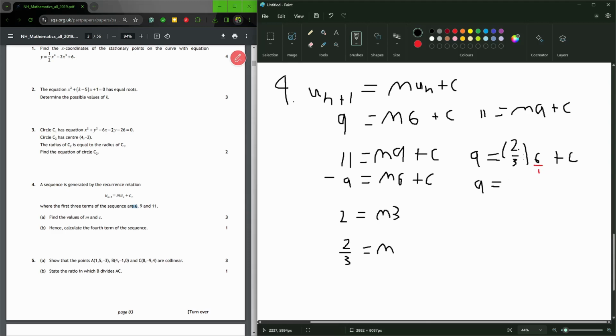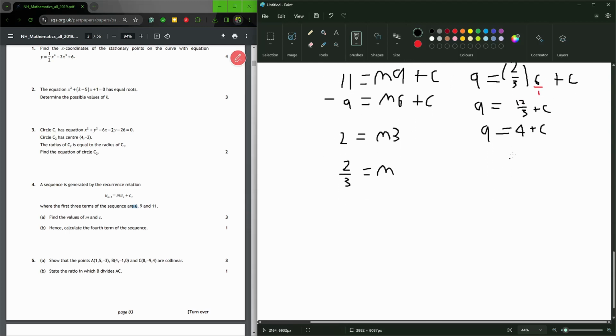So I'll do it nice and slow. 6 times 2 is 12, and it's over 3, because 3 times 1 equals 3. Then 12 divided by 3 is 4. And then what do you add to 4 to get 9? Well, you add 5. So C must equal 5. If you're feeling cool, you could move the 4 over to that side and take away, but you can just go from there. So C equals 5, and you've actually answered the question, M and C.